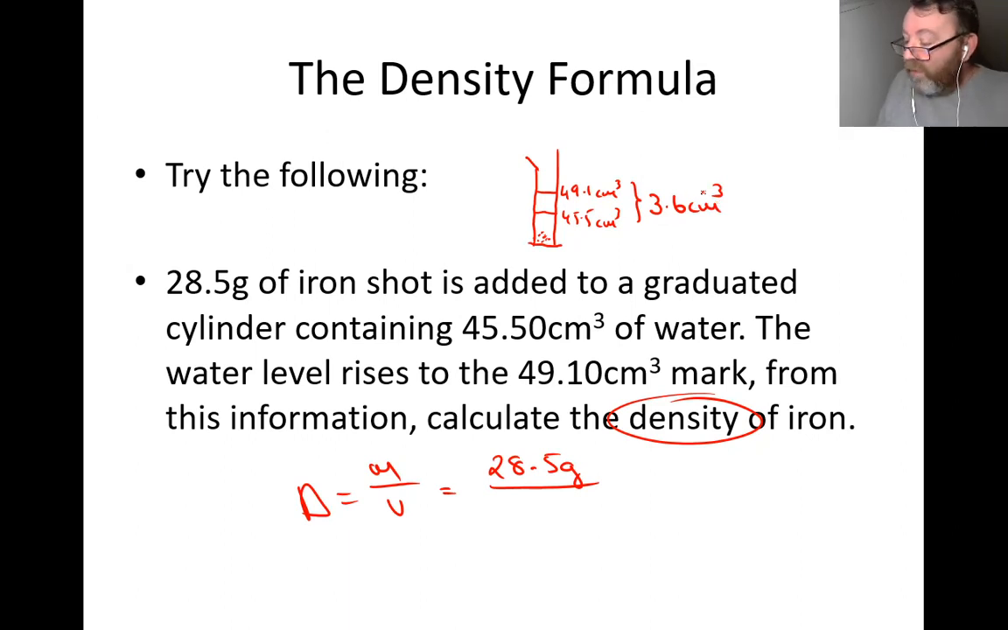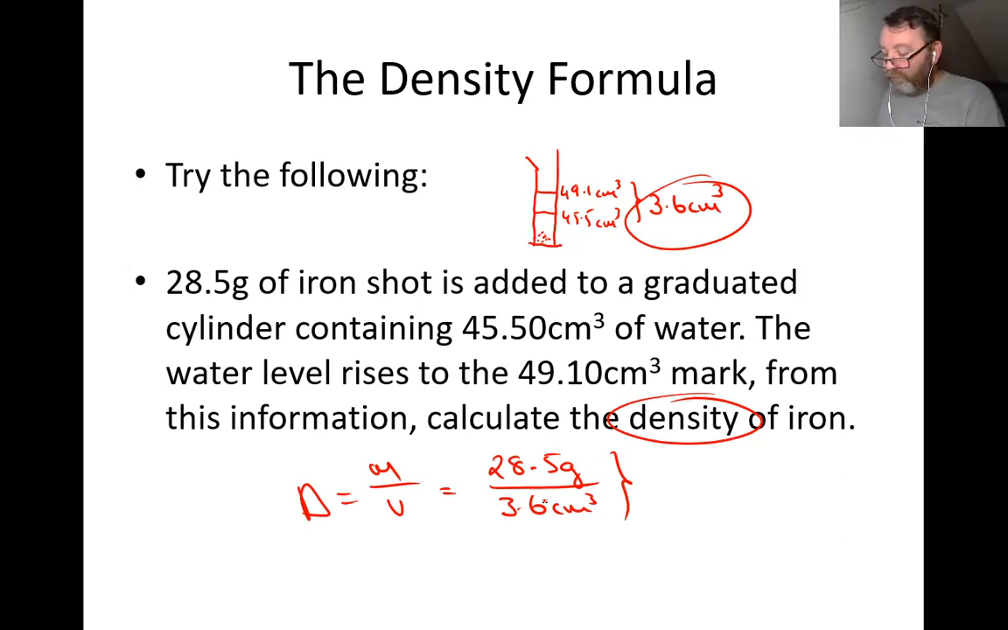So that 3.6 centimeters cubed must be the volume of the iron, because it's the iron that was added to the graduated cylinder, pushing the water up by 3.6 centimeters cubed. So 3.6 centimeters cubed must be the volume. And again, we take the 28.5 as the mass in grams, divided by the 3.6 centimeters cubed, which is going to give me the density.